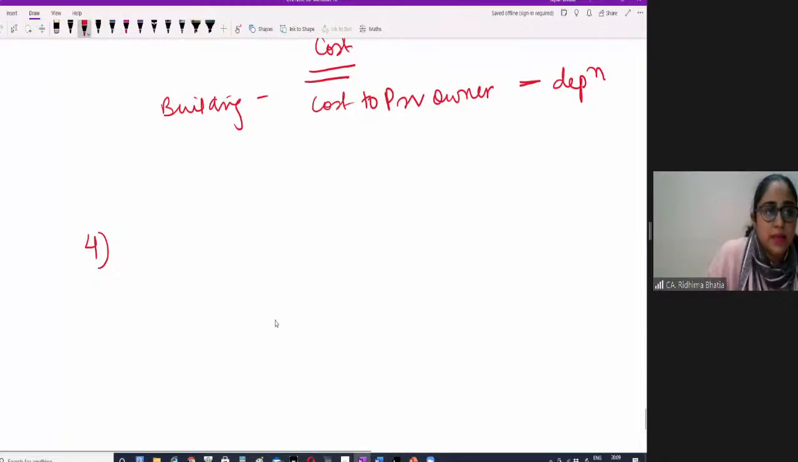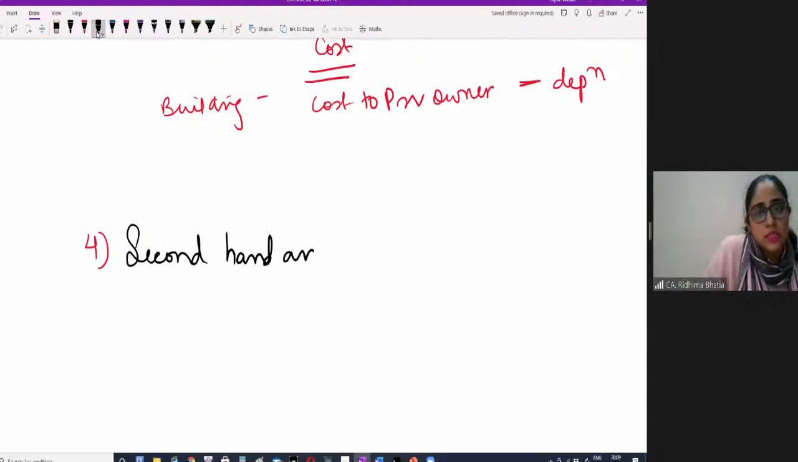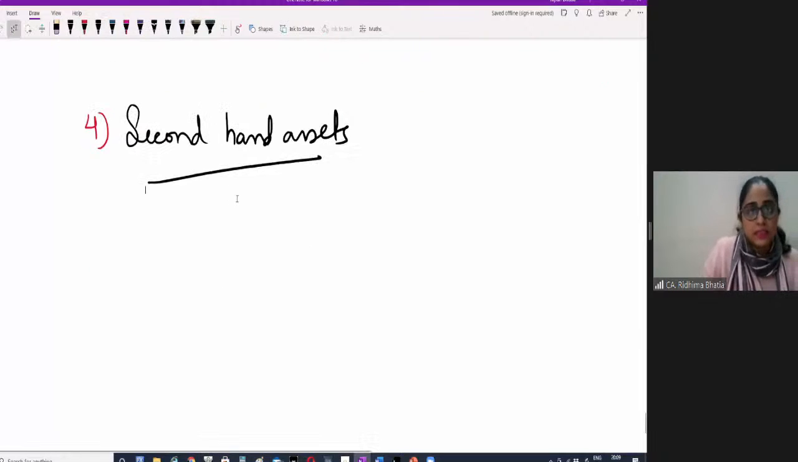Now, next is my second-hand assets. Now, second-hand assets is very common, right? People may not always purchase first-hand assets. They may purchase sometimes second-hand assets. Now, students, in second-hand assets, what happens? Income tax finds many loopholes. In a second-hand asset, people may inflate the value of the asset unnecessarily so that they can claim the depreciation at a higher amount.